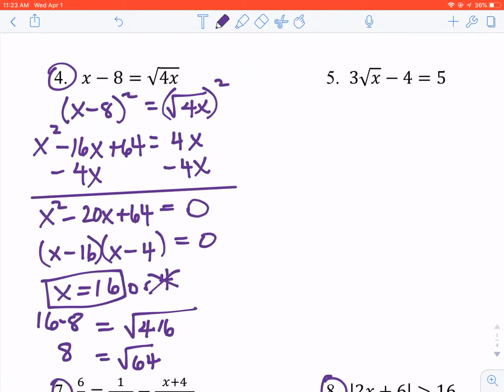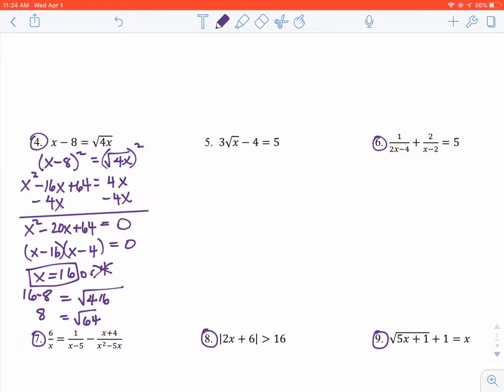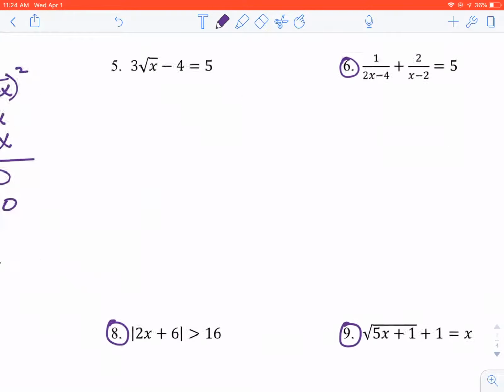Remember, this is multiple choice tomorrow, so it might have x equals 4, might have x equals 16, but make sure you just pick the one that's the correct answer, okay? So that's number 4. The other one I circled, well, let's jump over here to number 9, because number 9 is similar to number 4.